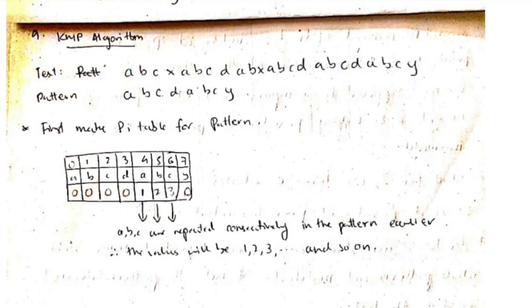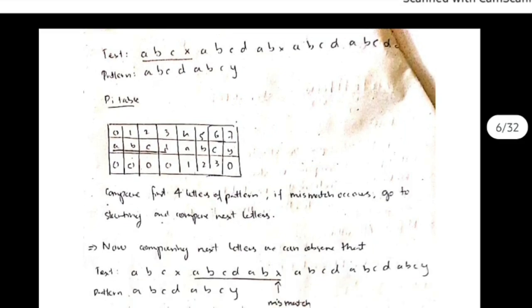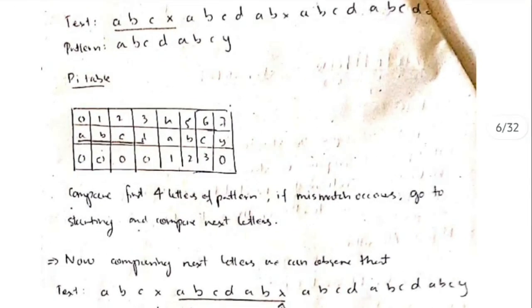So first our step is to make a pi table. Pi table means where all the letters are repeated, there we will write the numbers here. After that, we will search for the similar repeating elements. First we will check for a and a, it's same, so we will move on. Then b and b, like that, c, c. Then the mismatch happens here, d and x.